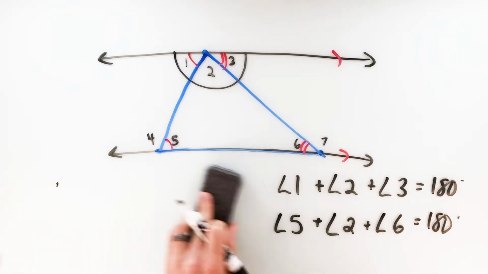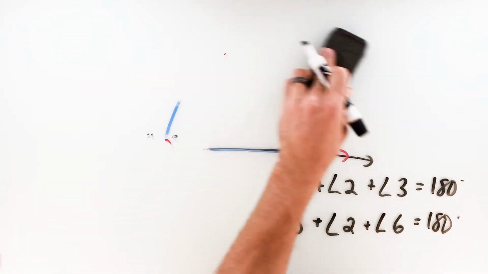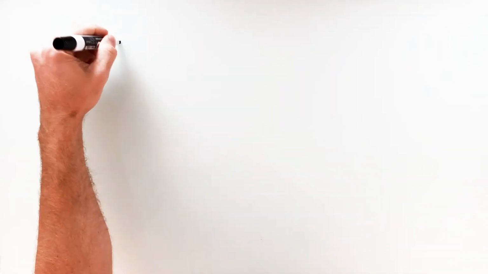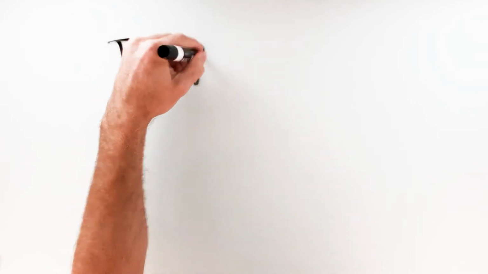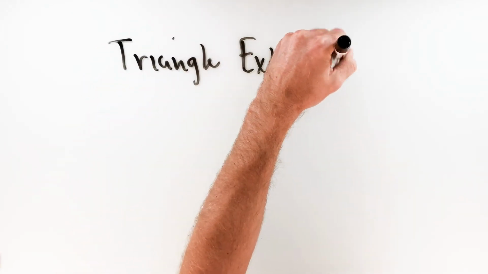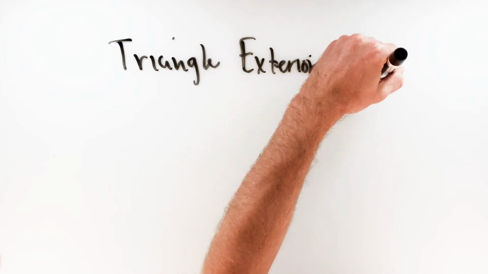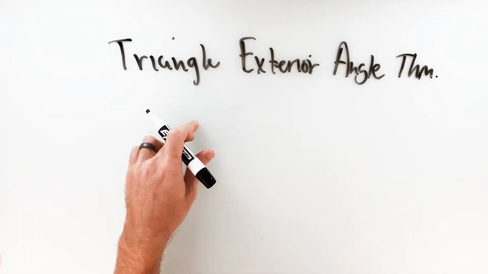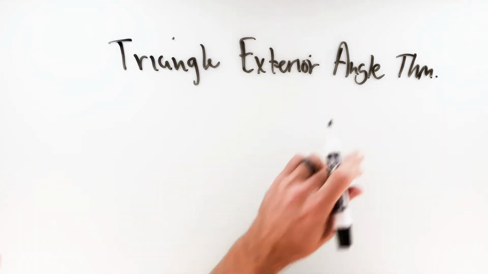Now, there's a theorem that kind of follows this fact that's kind of helpful in some circumstances. And it's called the Triangle Exterior Angle Theorem. Okay, the Triangle Exterior Angle Theorem has to do with the exterior angles of a triangle.